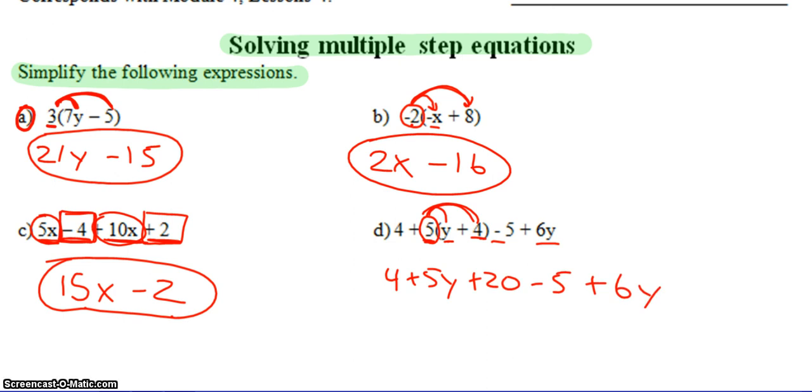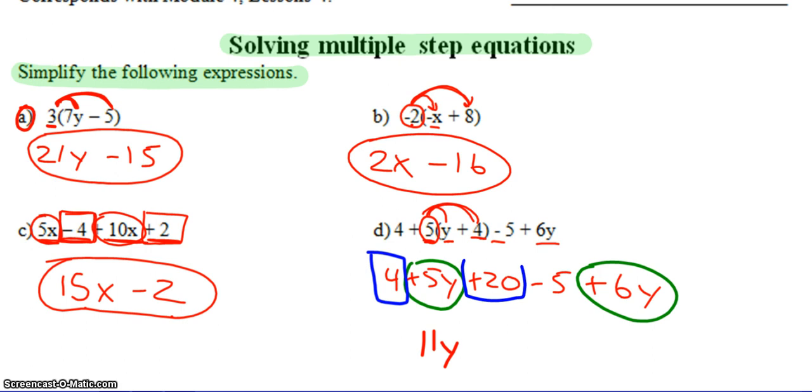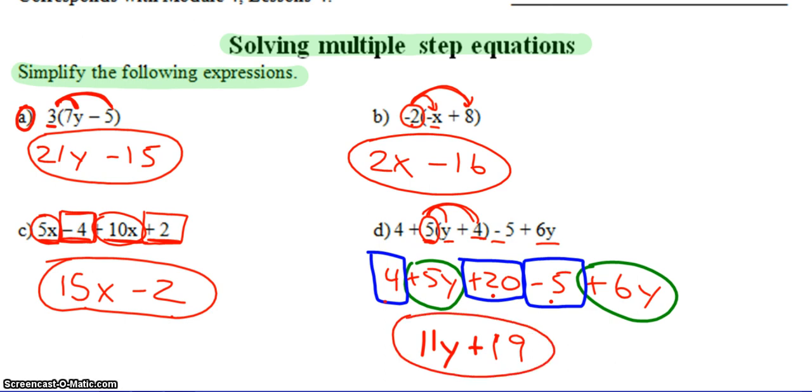So I distributed first. Now I look for like terms that I can combine. So this plus 5y would be the same as this plus 6y. I could combine those to get 6 plus 5, 11y. And then these numbers that do not have variables are called constants. That's our fancy term for it. We've talked about that. Those are 4, 20, and negative 5. So just think about adding those up. 4 and 20 is 24. Minus 5 is 19. So it would be plus 19. And that would be your final answer because, again, you cannot combine those.